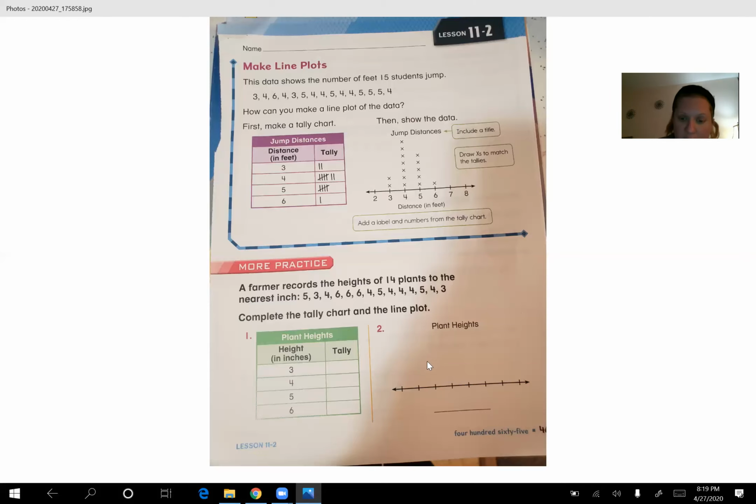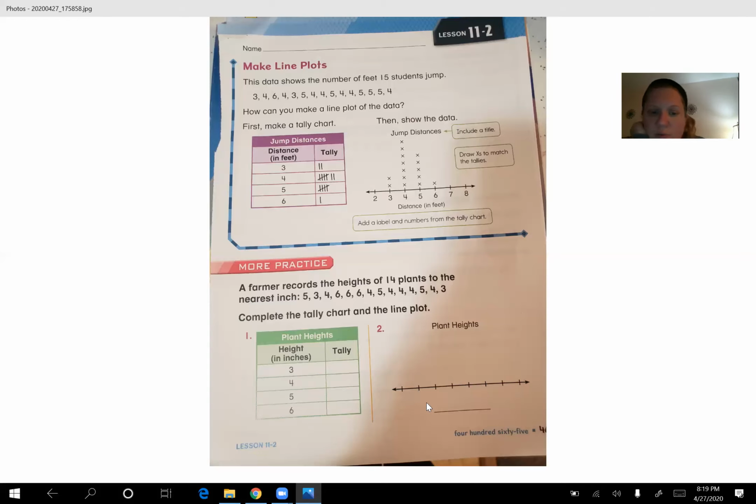You could start at 1, 2, 3, 4, 5, 6, 7, 8. You could start at 2, 3, 4, 5, 6, 7, 8, 9. You could start at 0, 1, 2, 3, 4, 5, 6, 7. It doesn't matter. You just have to make sure that you're getting these on your plot.